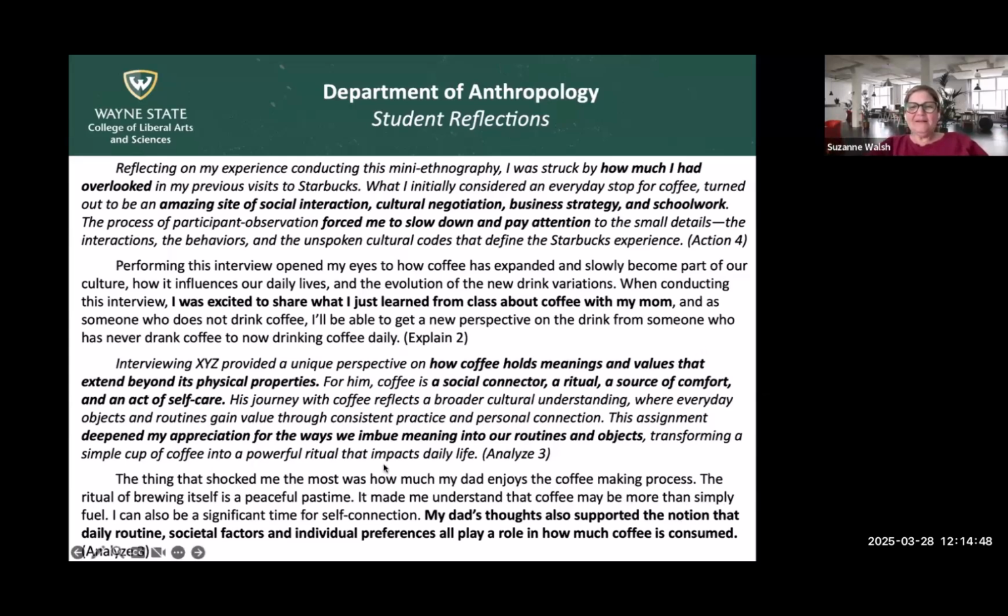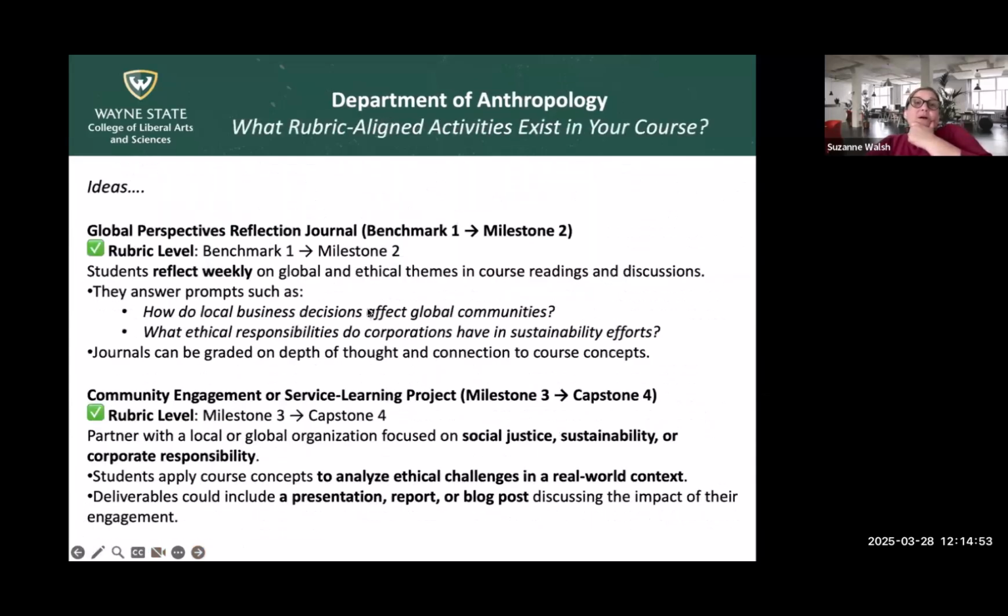All right, let me move that. And so I guess a big takeaway from this would be to think about, for your own classes, what rubric-aligned activities exist in your course that can maybe be ramped up a little bit more to bring this particular rubric to life. I actually went to ChatGPT to get some ideas, because I thought, well, not everyone's going to be an anthropologist, right? But what are some ideas that people could do in any type of course?